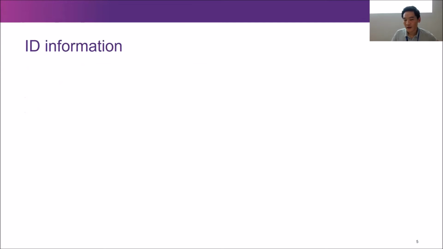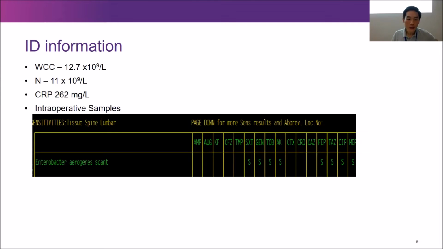Now, in terms of information specific to the infectious diseases side of things, his white cell count was slightly elevated at 12.7. His neutrophils were 11. And for those of you who believe in CRP, his CRP was back at 262. So some sort of inflammatory and infectious condition was happening in the background. Now, the surgeons were kind enough to send off an intraoperative sample, which came back with Enterobacter aerogenes. And you can have a look at the sensitivities there. It's a fairly sensitive strain.